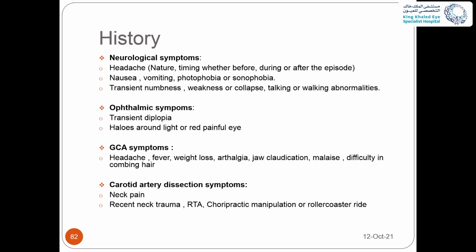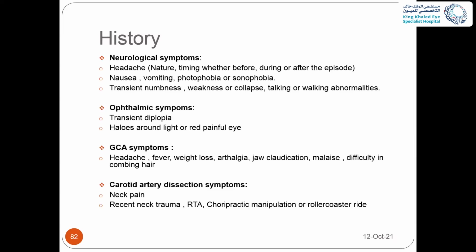Do you have headache? If you have headache, what's the nature? The time, whether before, during, or after the episodes. If there is any nausea, vomiting, photophobia, transient numbness, weakness, did you collapse or faint, talking or walking abnormality, any other neurological symptoms? You have to ask about ophthalmic symptoms like transient diplopia, halos around lights, or red painful eye. I assume when you do the full ophthalmic examination, there was no severe dryness of the eye, for example. So we assume that all ophthalmic examination is normal.